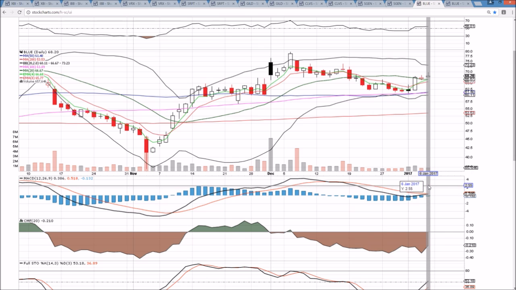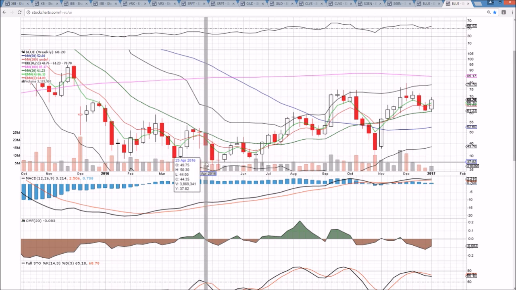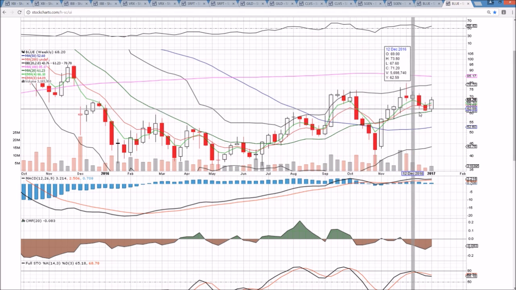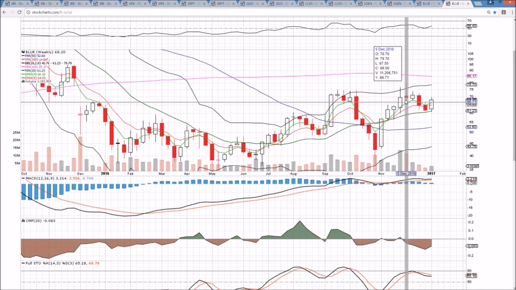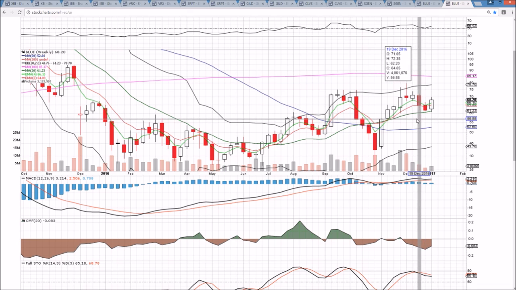And I like the weekly chart here because it is in an uptrend over the past 7 months, and we back tested and held the middle Bollinger Band support after a couple weeks of consolidation. Bullish reversal candlestick off that middle Bollinger Band, and we're looking to head back up to $75.